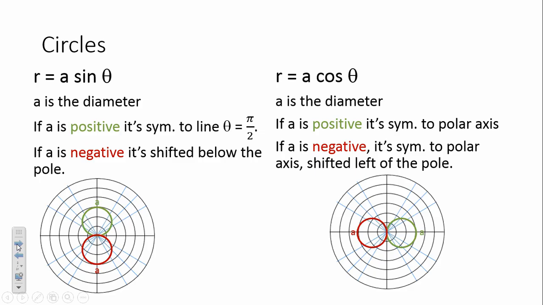So kind of sketch those graphs for me. And we know a is the diameter, not the radius in this case. And if it was plain old r equals something, then it's just going to be a circle centered at the pole.